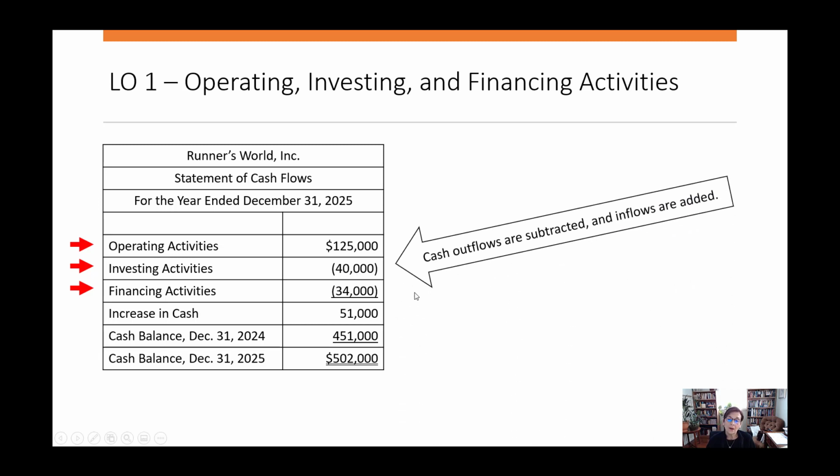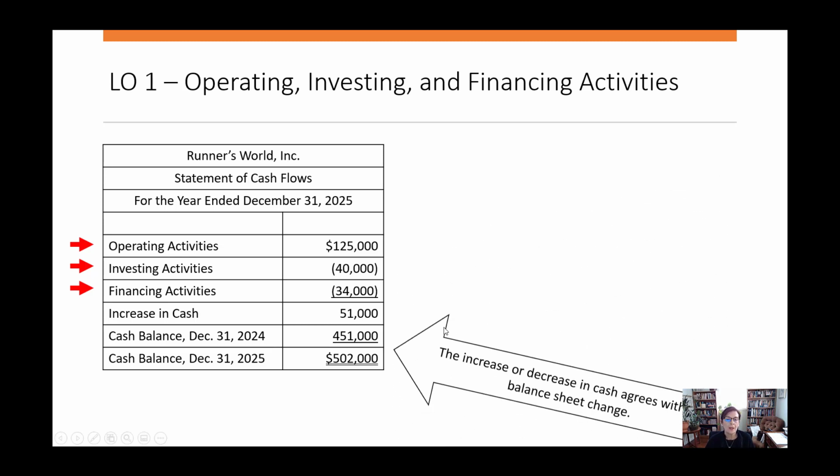So our reminder, cash inflows are added and outflows are subtracted. So an inflow would be, for example, you sell some equipment, right? If you sell something, you get money. Think if you sold your car, right? If you sold your car, you would get some cash. If you bought a car, you would pay cash. Same idea here, all right? So outflows are subtracted, inflows are added.